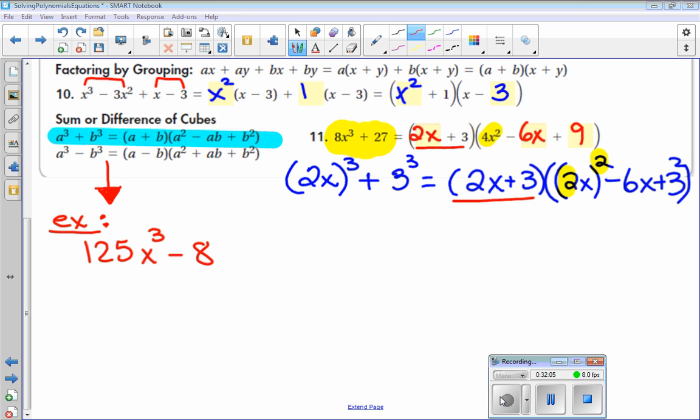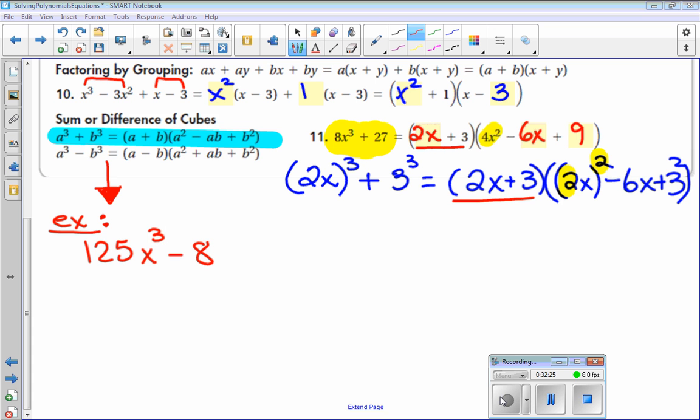Is it a binomial? Claire, I need you to put your phone away. On your desk is not away. Claire, on your desk is not right here. Thank you.